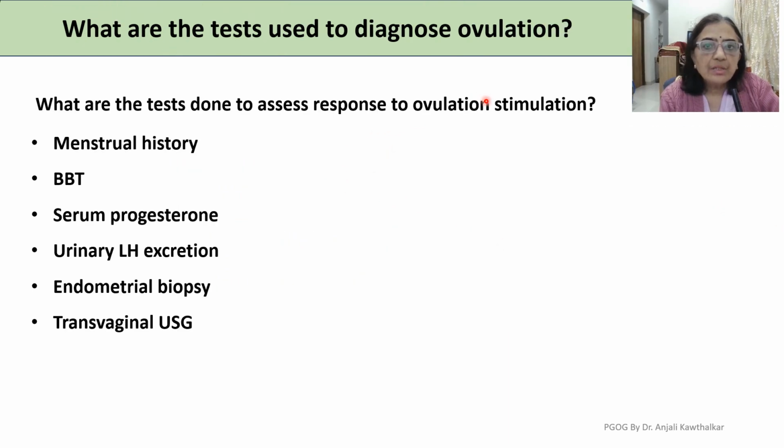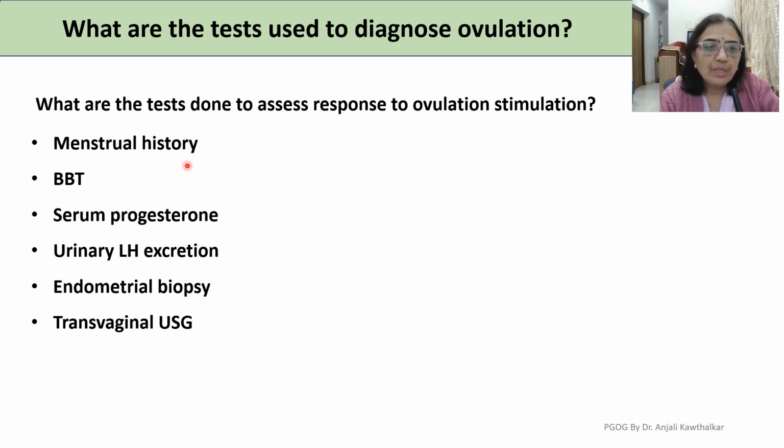Now, what are the various tests used to diagnose ovulation, if that question is asked, or if you are asked what are the tests done to assess response to ovulation stimulation? That means we are treating a patient of anovulation, and during treatment also we need to see the response to our treatment, response to ovulation stimulation. So the same investigations are done to diagnose ovulation or to identify anovulation. The same tests are done to see the response to ovulation stimulation.